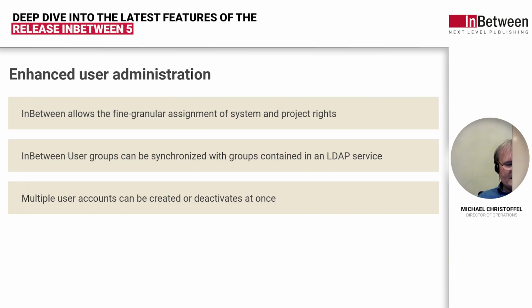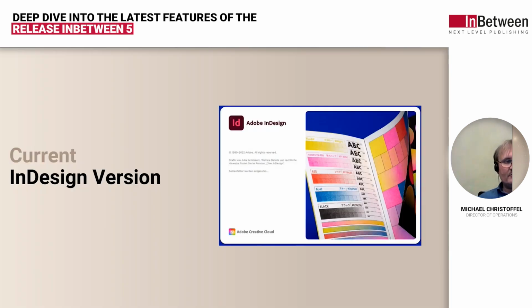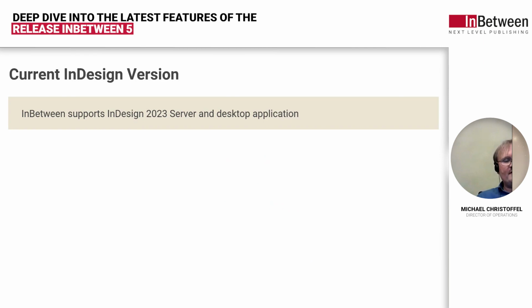The second improvement is that I can create lots of user accounts at once and also deactivate them. Just imagine you have a completely new affiliate, and they want to use InBetween, and there are 100 new users. You don't want to create user accounts one by one, but you are simply able to create 100 user accounts at once. The next thing is that the new InBetween 2023, both for the server and the desktop application, is available.